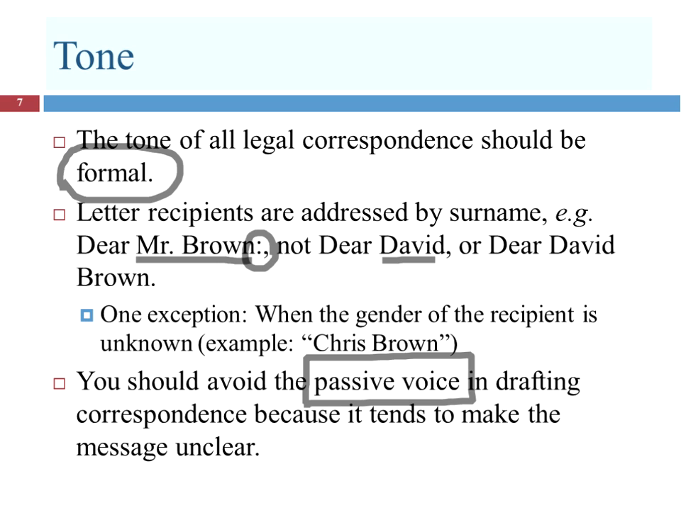An example of active voice is, the dog bit the boy. The first noun in the sentence is dog, and the dog is doing the action of the sentence. It's doing the biting. The boy is receiving the bite. He's the recipient of the action.